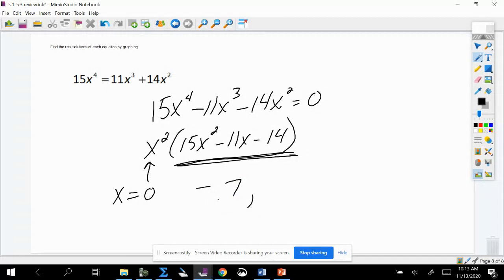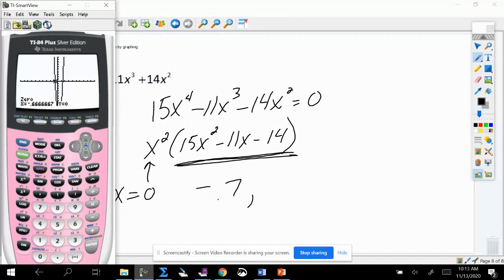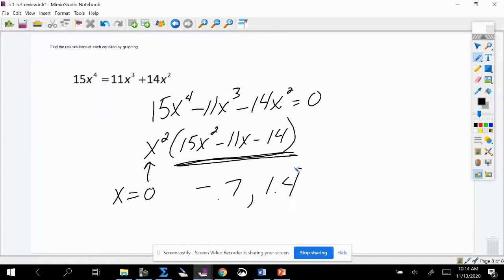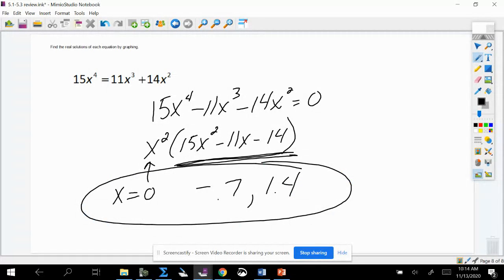And then I'm going to do the same thing for the other one. Second, trace, 0. I'm going to move my cursor through. I want to be before it crosses the x-axis. Where is it? It's coming. Maybe here it is. Hit enter, then go to the right a little bit more, hit enter, and enter one more time. You get 1.4. So my solutions are 0, negative 0.7, and 1.4.